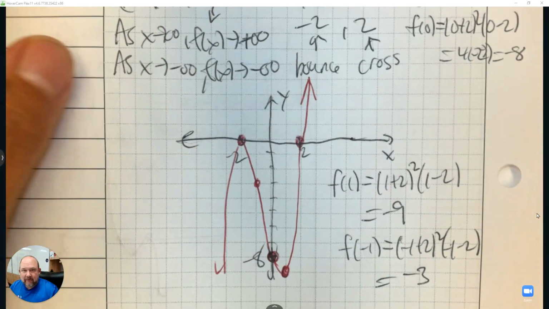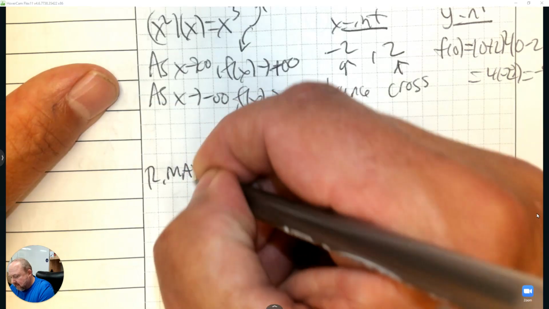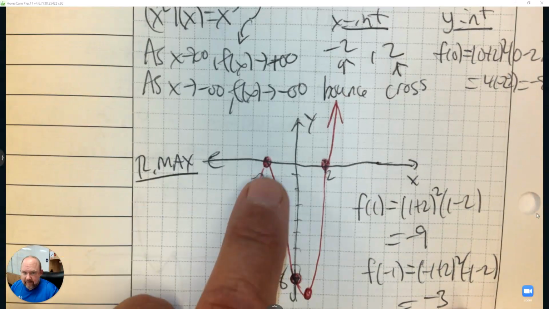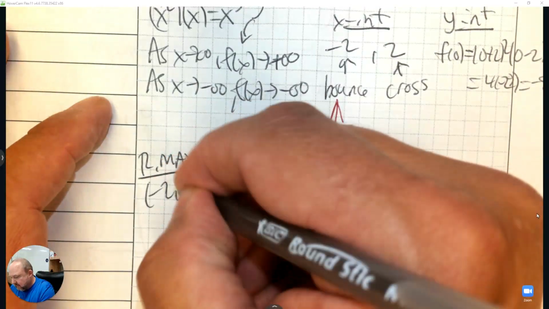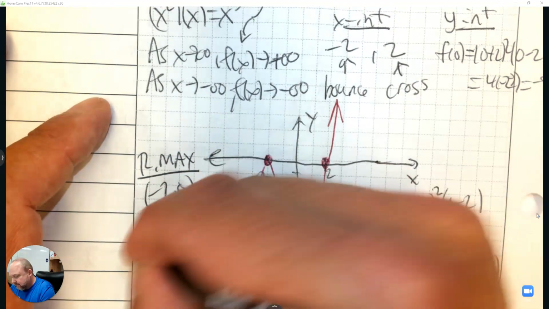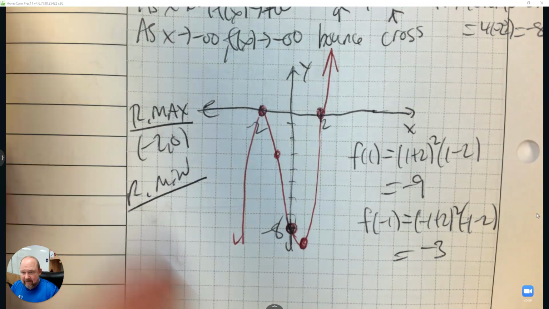The last thing I want you to put on the graph is to understand the relative maximums and minimums. So I'm just going to say, for the relative max, that's this point, right, where there's a tall turning point. That's at -2, 0. For the relative minimum, that's this lowest point, which is at 1 and -9.